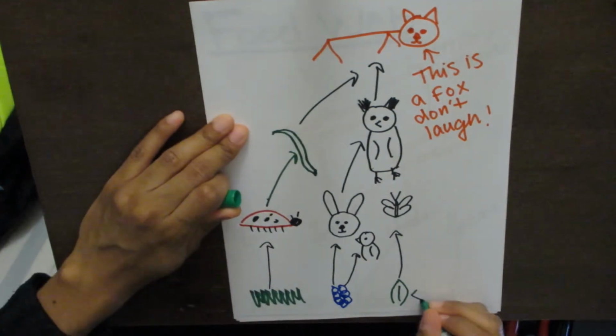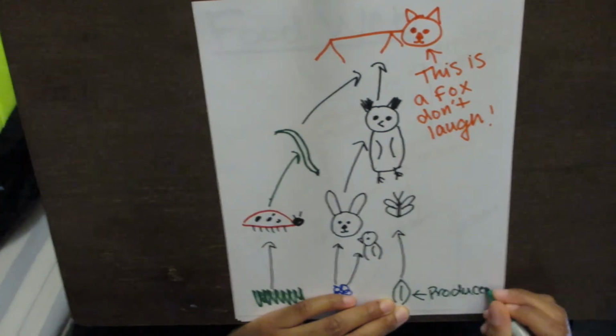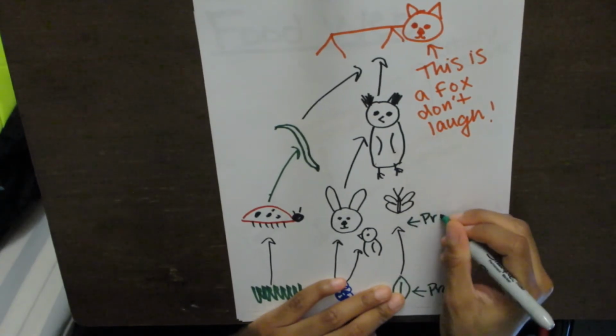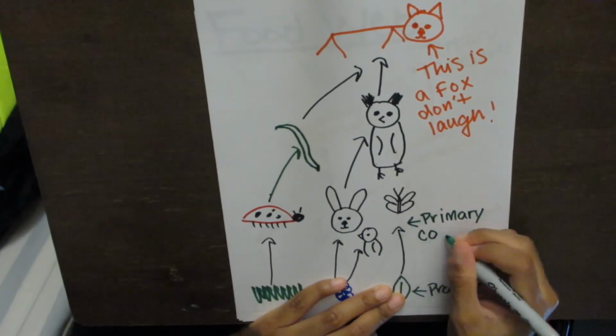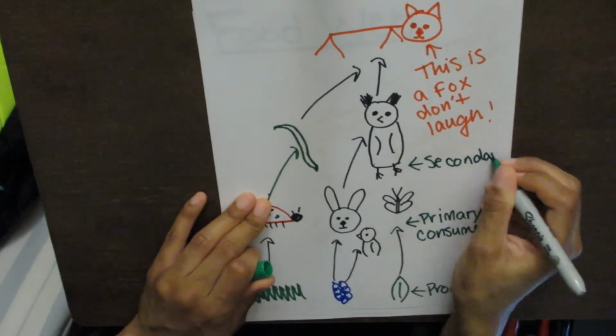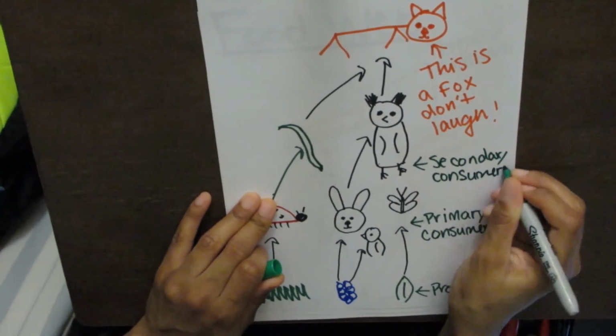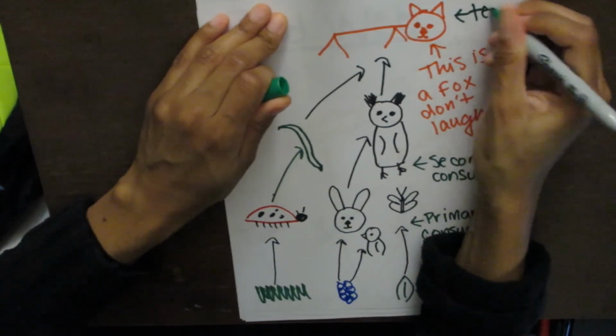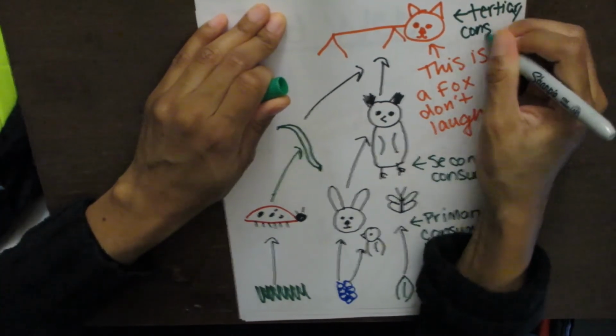So it's all in a web. Not every organism eats the same thing all of the time, and this just gives a more realistic view of that. So we start with our producers, move to our primary consumers, then our secondary consumers, and lastly at the top, we have our tertiary consumers.